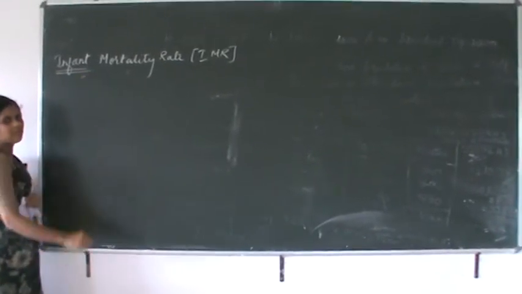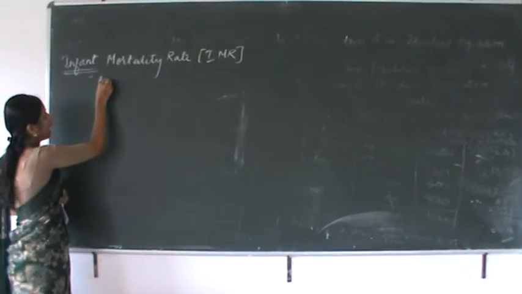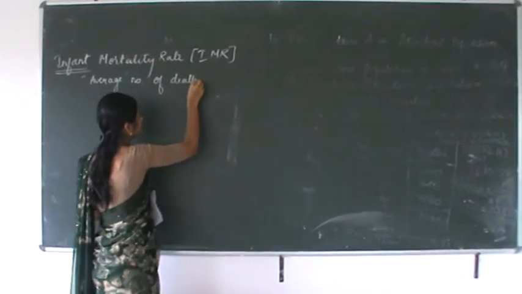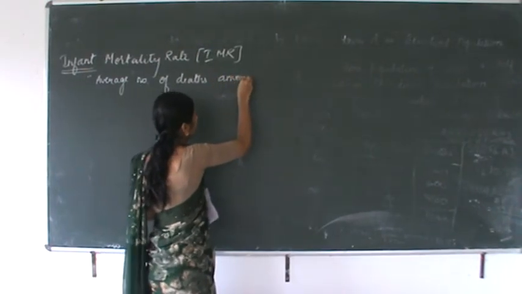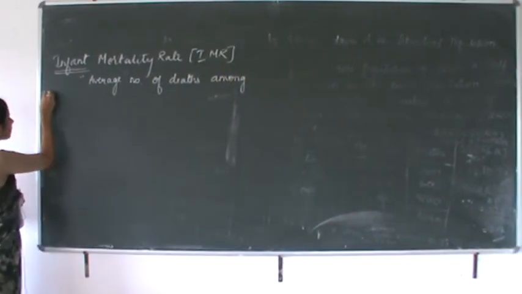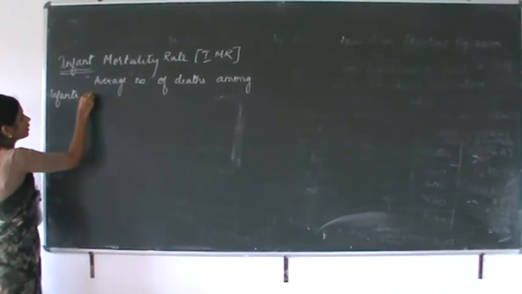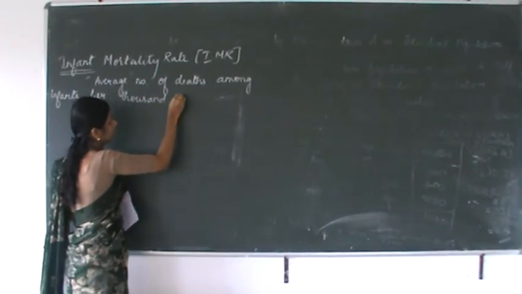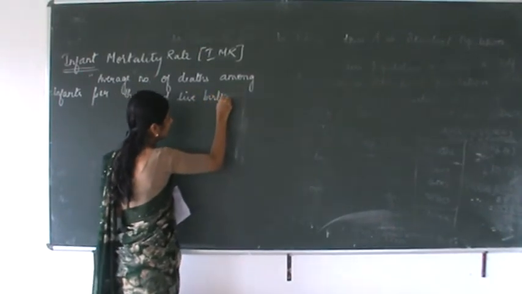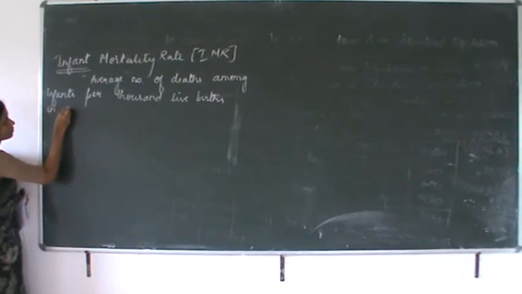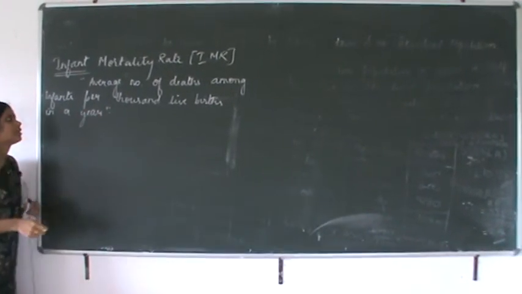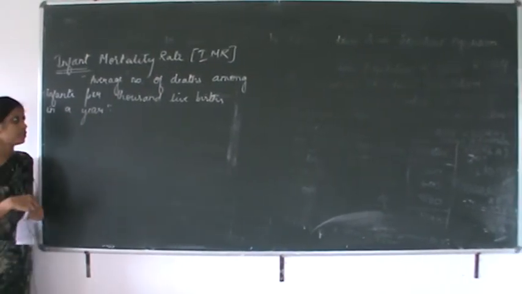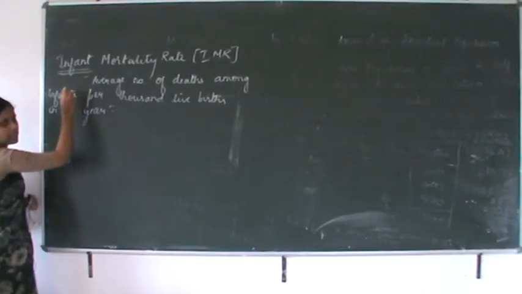So what is this infant mortality rate? Infant mortality rate is average number of deaths among infants per 1000 live births in a year. So infant mortality rate is average number of deaths among infants per 1000 live births in a year. So infants are babies who are aged less than 1 year.